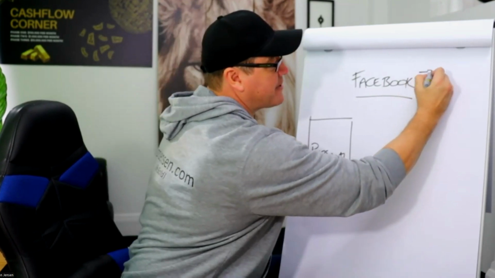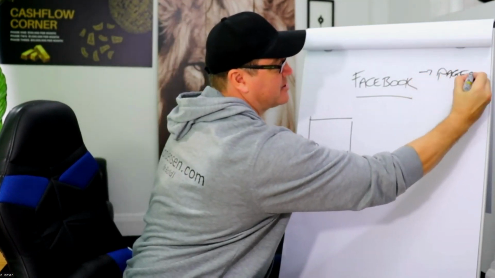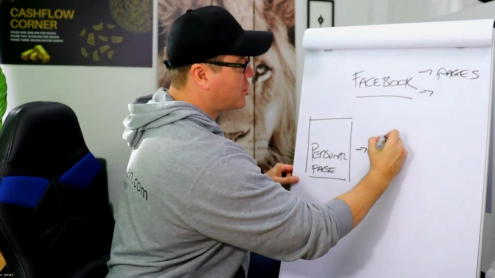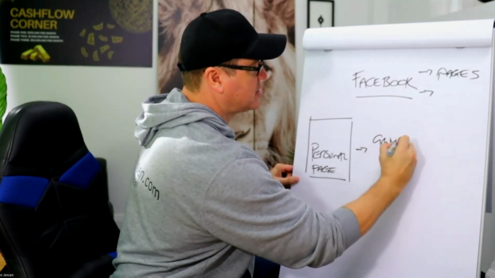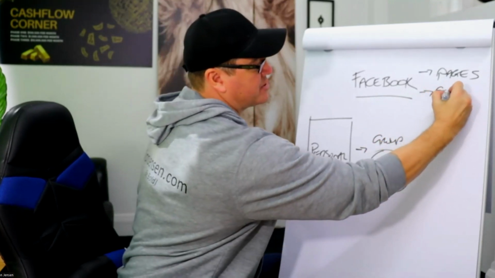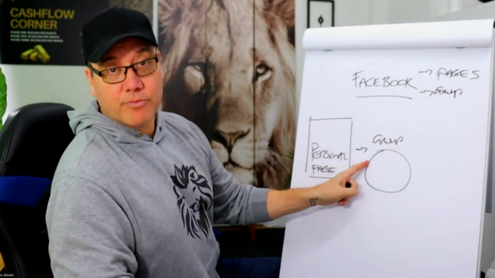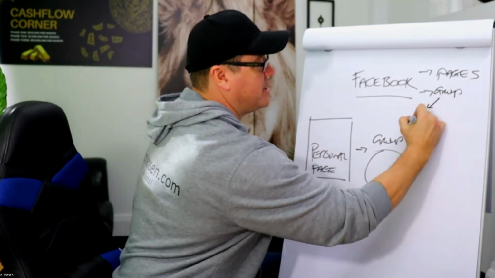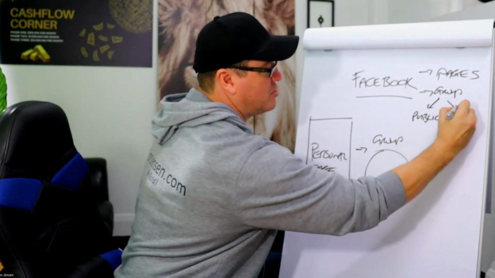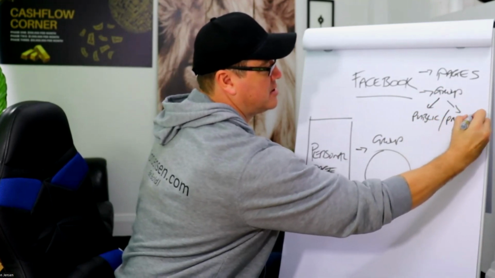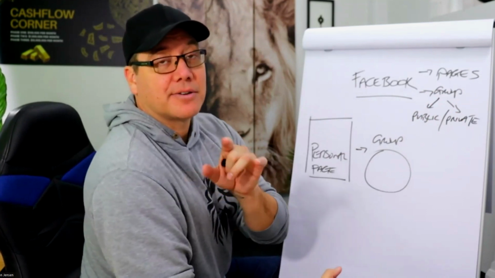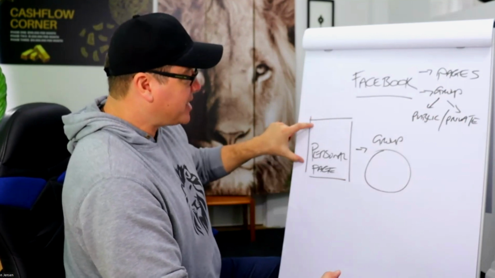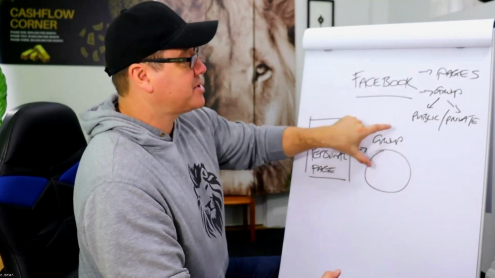Okay. So the first thing you need to know about Facebook is pages. All right. Off a page, you can have a group. All right. So now we've got groups. That group can be public or private. Here's the thing. Once you make it private, you can't make it public again. All right. So you might have your personal page and then you'll create a group off your personal page and it can be public or private.